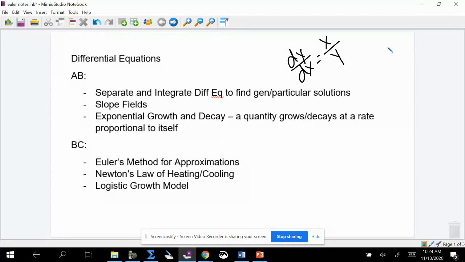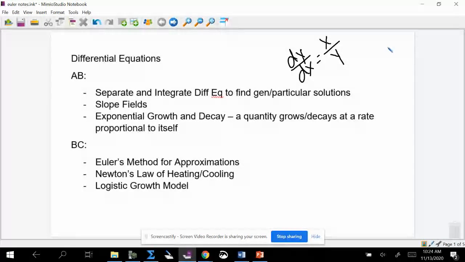We also did slope fields in that particular topic. Slope fields were a visual representation of a function. Basically at each point we drew a little mini slope that represented what the slope of the graph would be at that particular coordinate, and the idea was that it gave us an overall shape of the general solution.